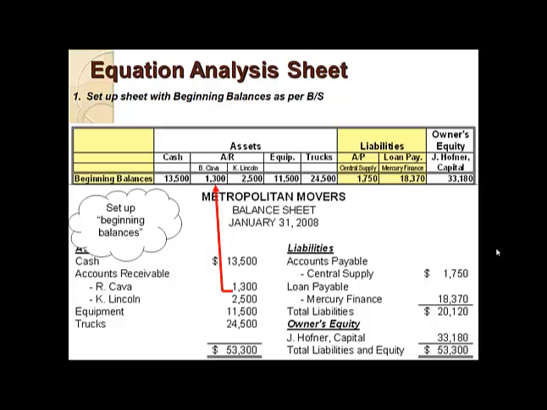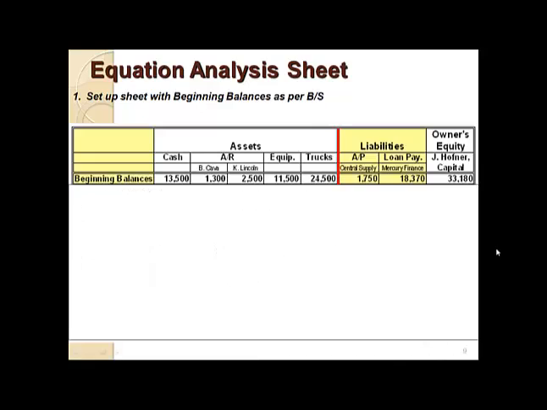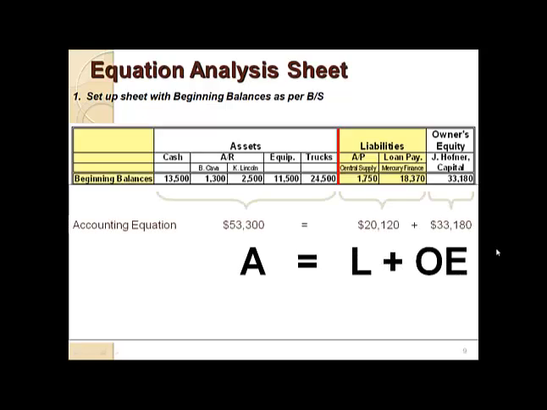Our balance for the Kava account is $1,300. We're going to add that right to the top of our equation analysis sheet. And we're going to continue this all the way through with our liabilities as well as our owner's equity. Now, we need to ensure that our left side is balanced with our right side by applying the accounting equation. Assets equals liabilities plus owner's equity.